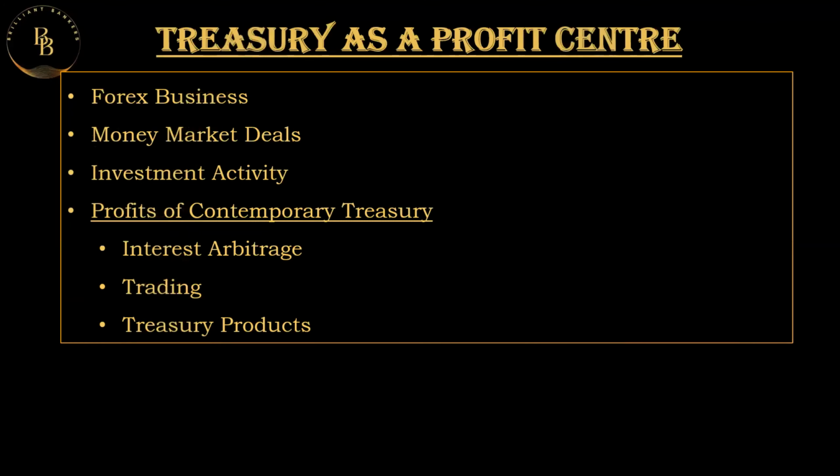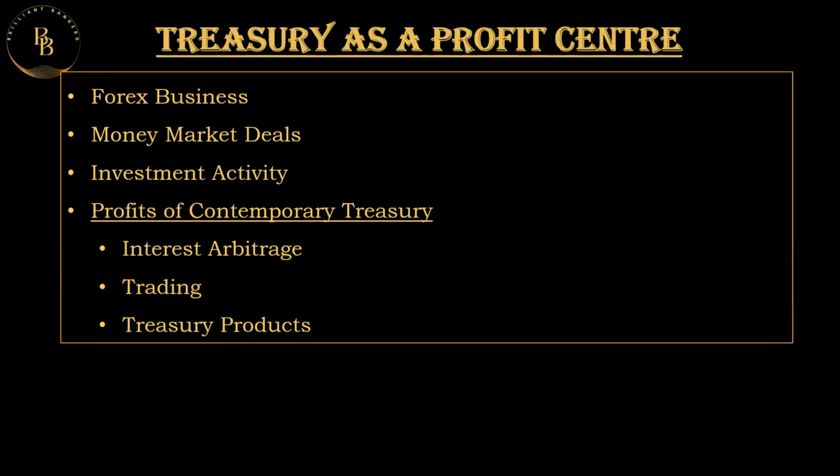So Treasury was a service center primarily intended to attend to the cash flow requirements of a bank, and it always operated only in the money market. Merchant business was attended through the foreign exchange department, while the bank's investment assets were managed through a separate department. But today, all these three, the forex business, the money market deals, and the investment activity, are being dealt with by the treasury center. So what is the forex business they are dealing with?